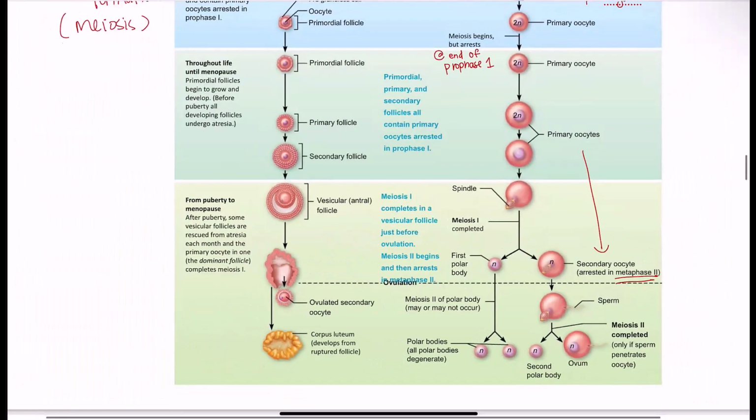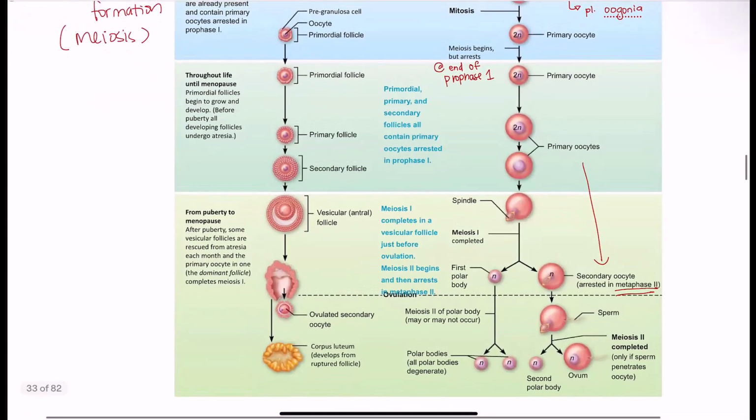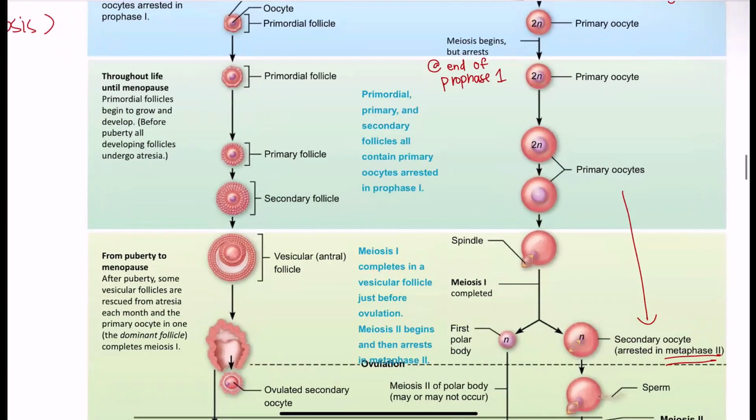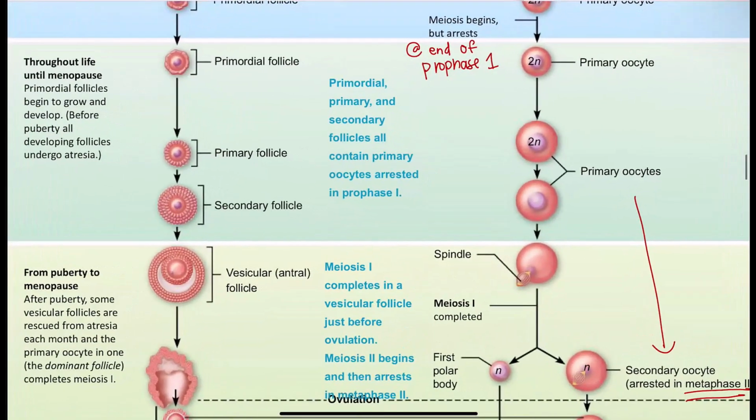We're going to come back to this. Throughout the process of oogenesis, the oocyte is surrounded by cells. Those cells surrounding the oocytes are called follicles. And those surrounding cells, they have a special name. They're called granulosa cells. And there's different names for different follicles depending on how much there is going on.